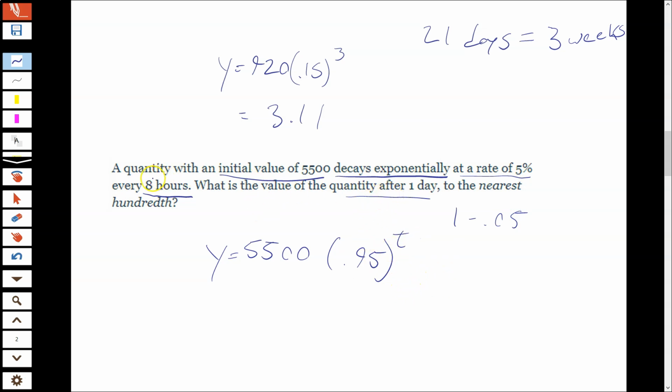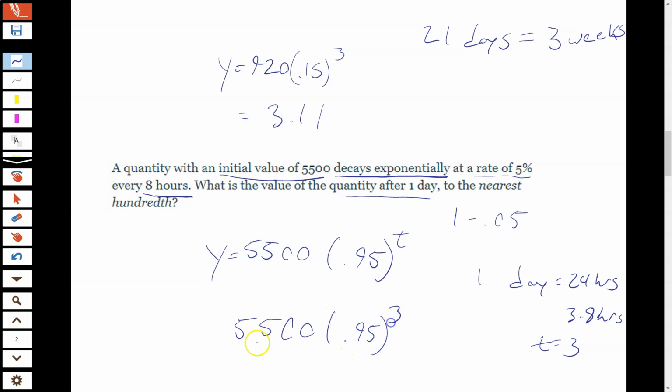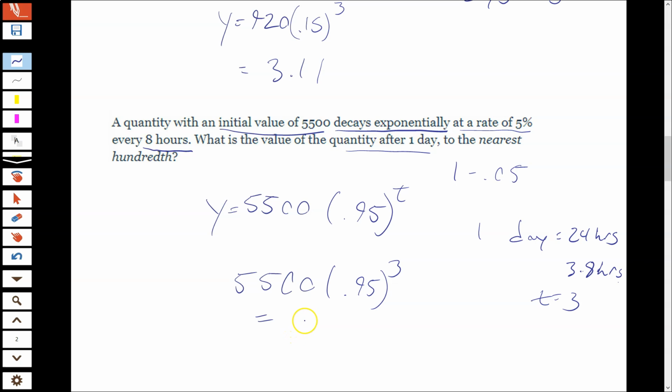And then our units given were every 8 hours. So 1 day is 24 hours, or 3 times 8 hours. So I have to do a little bit of thinking about my units in some of these problems. 3 times 8 hours. So what that means is my t is 3. I'm going to plug that in. And what do I get here? I plug that into my calculator exactly as I see it, and I get something like 4,715.56. And again, I rounded there. I rounded down. 0.5625 becomes 0.56.